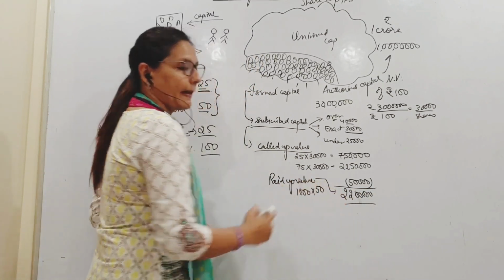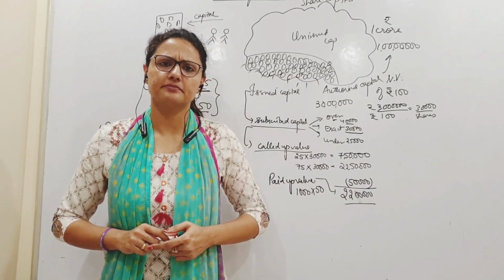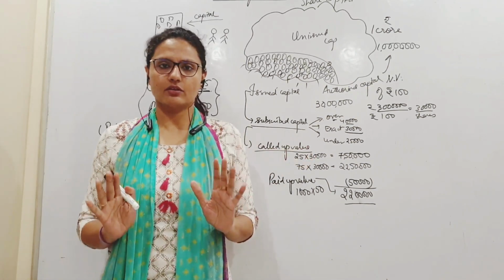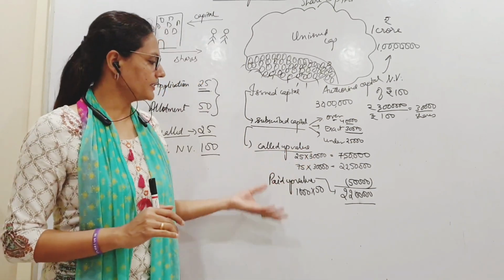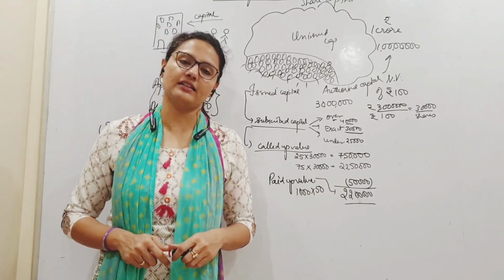This is the paid up value. Clear? So there are some shares on which I have got the called up value, full called up value, but there are some shares on which I have not received the entire called up value.